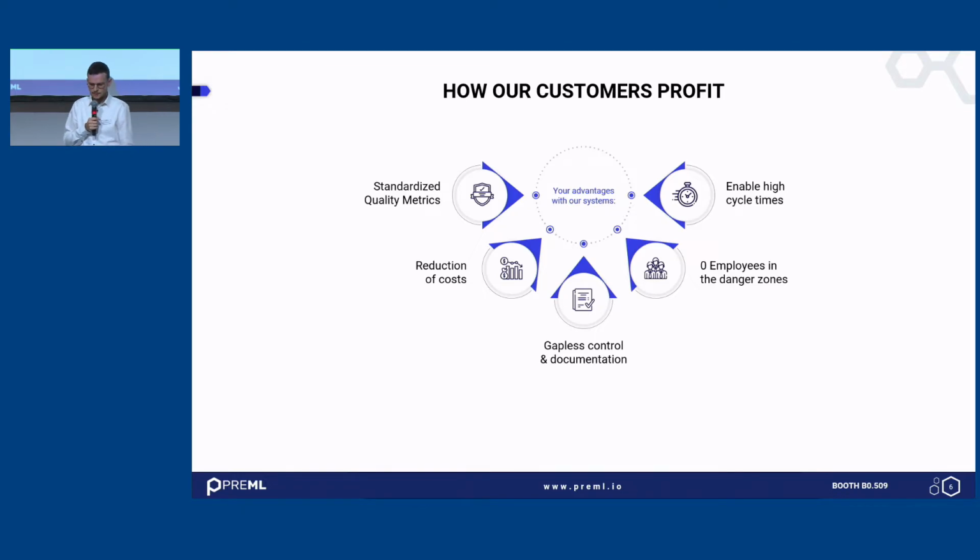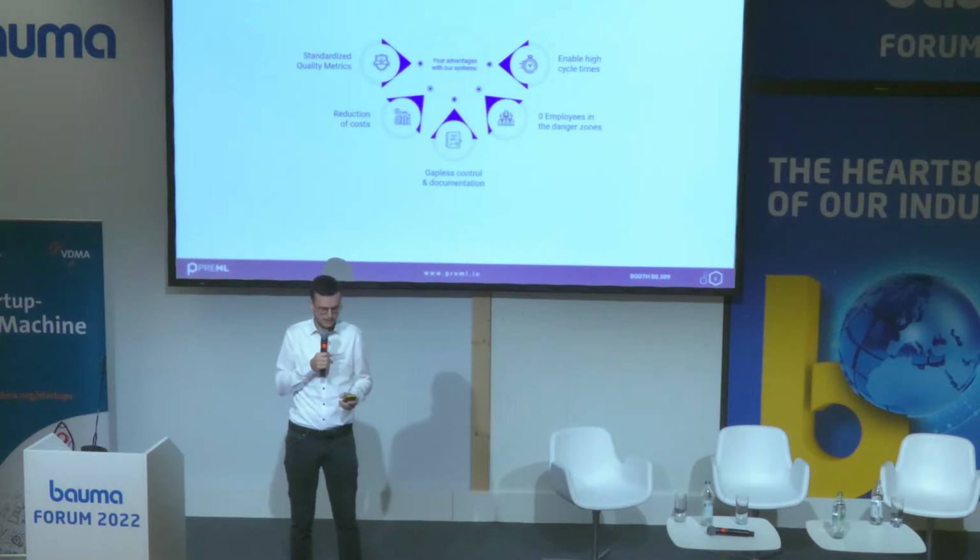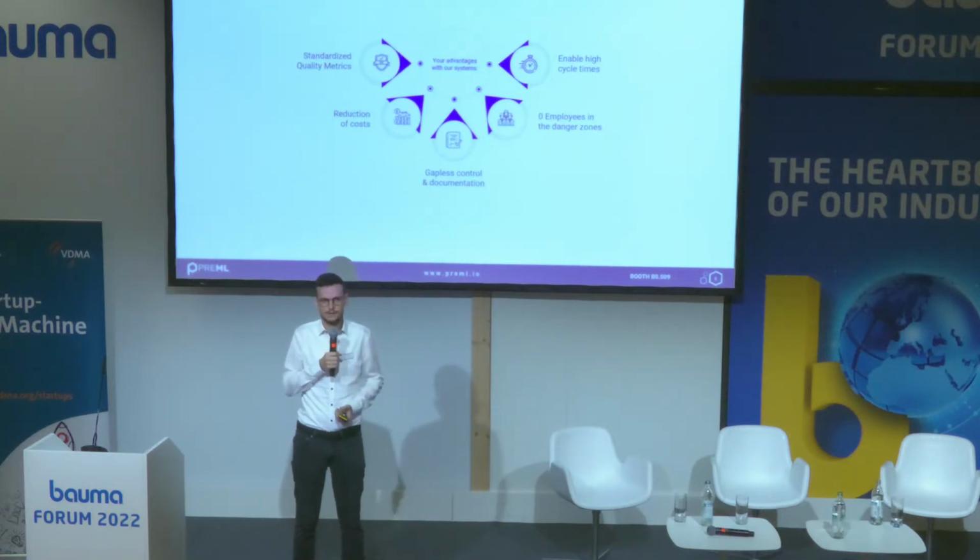So how do our customers profit? Obviously you can suddenly prove parts with a reasonable and standardized quality metric system. Then you have a reduction of cost, otherwise we wouldn't exist, I guess. Then you have a gapless control and documentation with image data. That's actually a big trigger, especially if you have, for example, insurance cases later on. Then you take the employees out of the danger zones, especially in tunneling, obviously an issue, and you have the possibility to do really quick checkups.